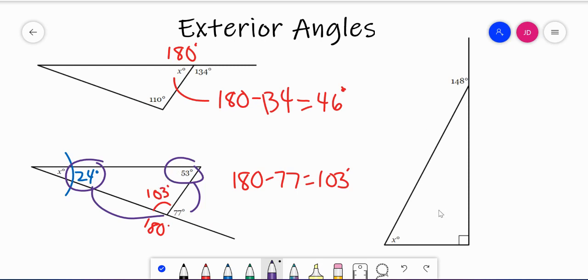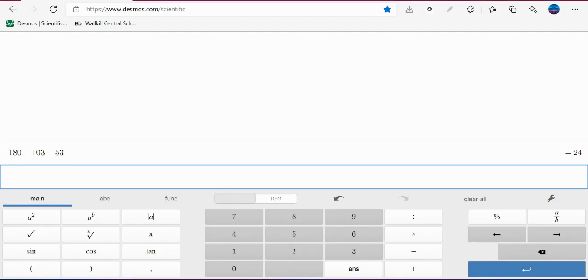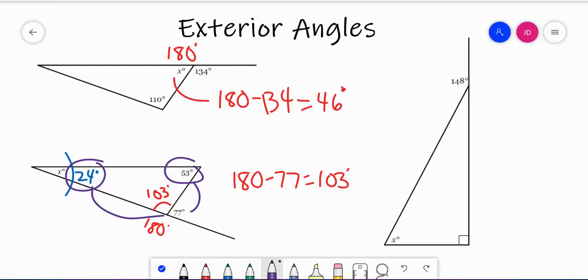All right, this one. Again, this is 148. We could use our shortcut with this one as well. We have 148, and we could figure out what this is. This is 90, right? 148 minus 90 is 58. So this should be 58 degrees. And we could double check.